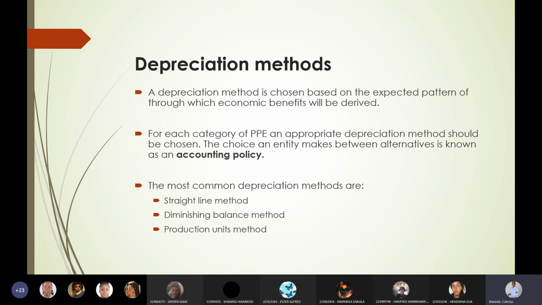So that accounting policy should be chosen at acquisition of the asset. It's based on the information that is on hand on the date of acquisition. Okay. The most common depreciation methods that we have are the straight line method, the diminishing balance method, which is also known as the reducing balance method, and also another method, the production units method. Okay, so for assets such as planes, you might use flight hours as a depreciation method. All right, that is similar to the production units method, but instead of basing it on units produced, you're basing it on the number of hours that the plane has flown.